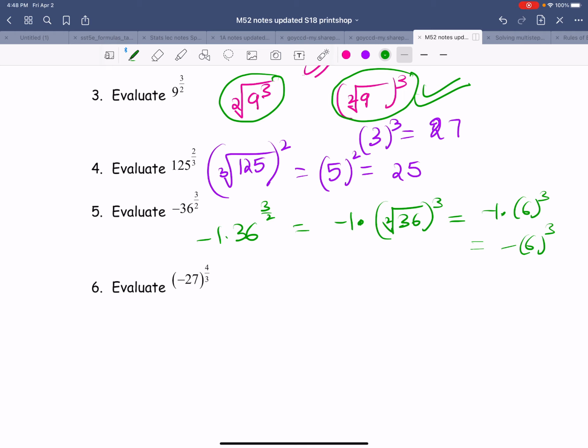Next, we have a cube root. Think about the 3 in the denominator. This is going to become your index, and it's a cube root. It's okay to have a negative inside the cube root, okay? That's totally fine. What's the cube root of negative 27? Cube root of negative 27 is negative 3. Negative 3 to the fourth power is positive 81.